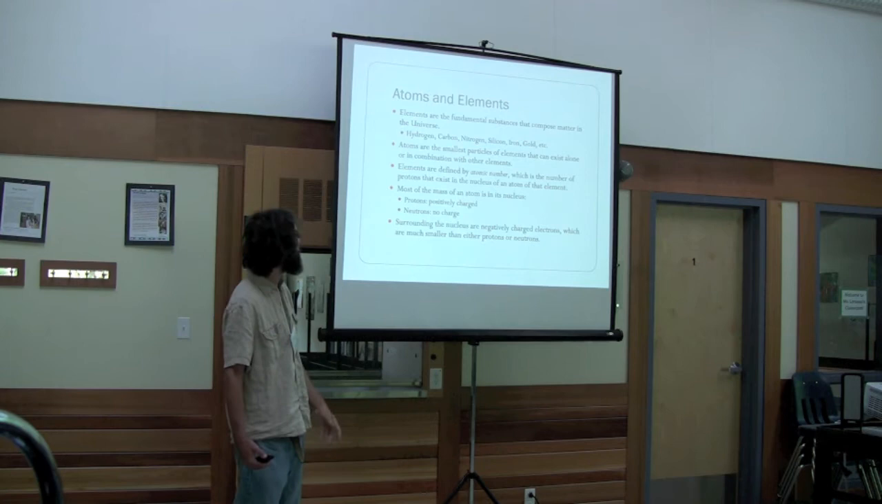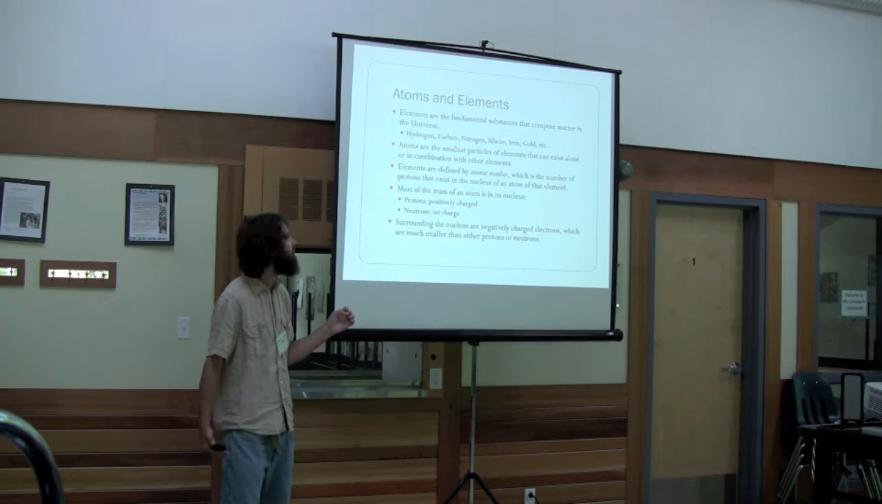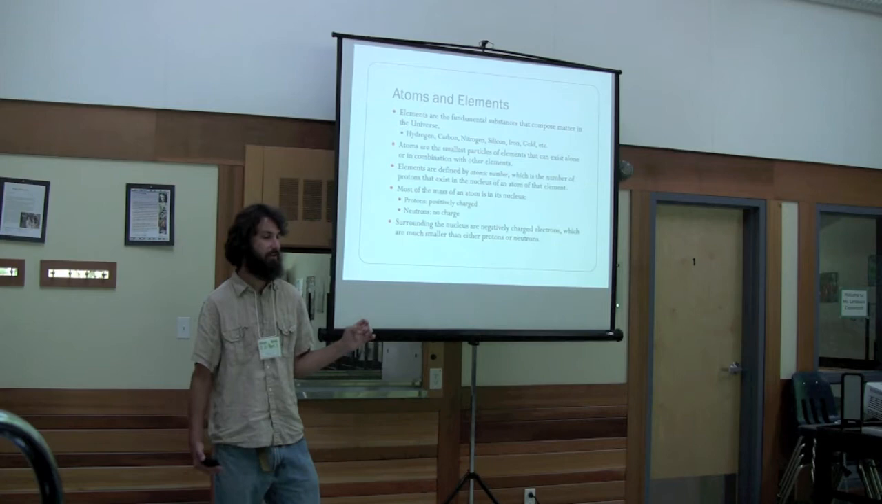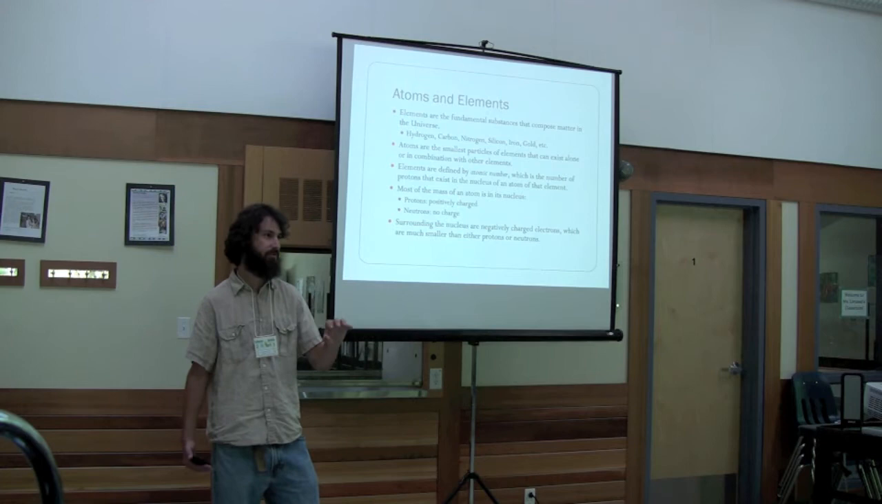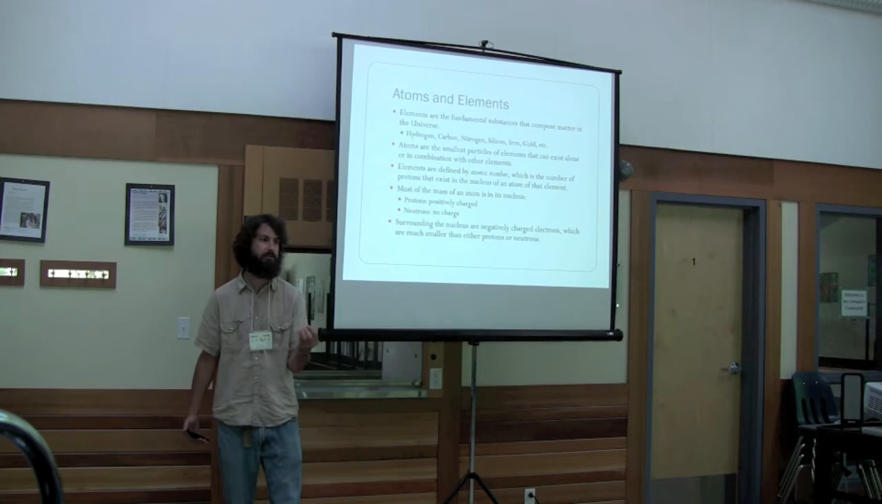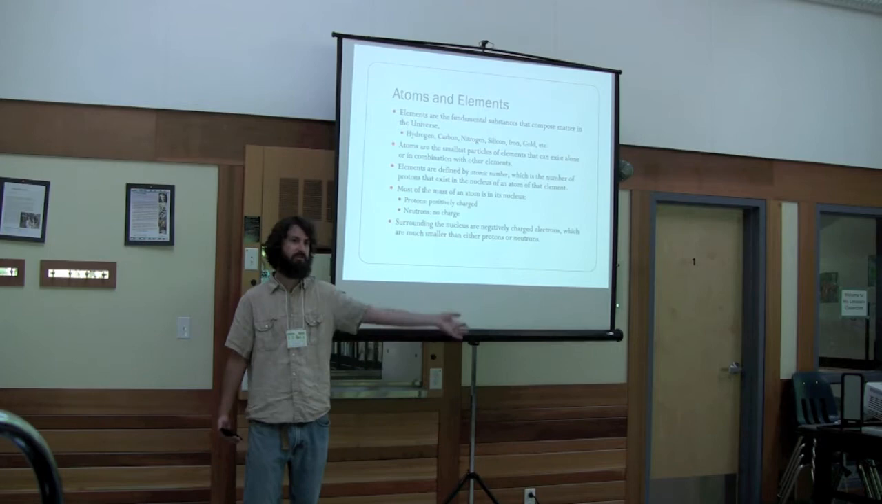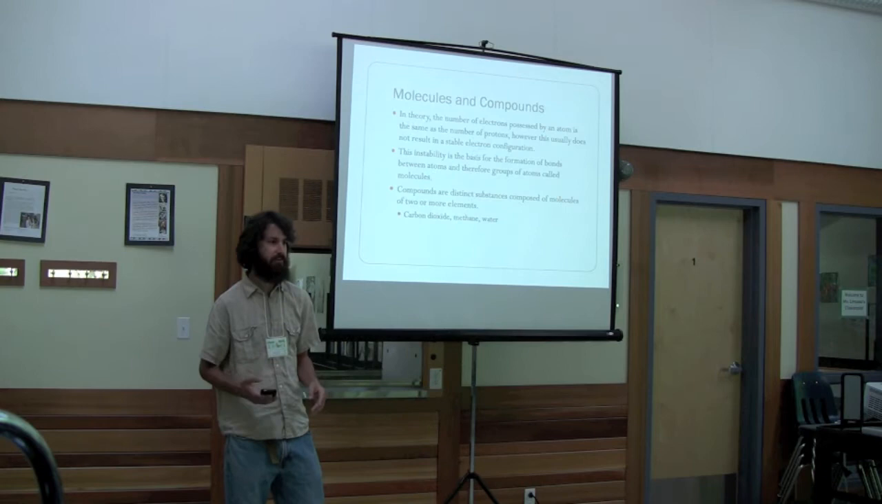So atoms are the smallest particles, and they're defined by their atomic number. The atomic number is the number of protons which exist in the nucleus of an atom of that element. Protons carry a positive charge, and in the nucleus there are also neutrons, which are about the same size, but they don't carry any charge at all. The bulk of the mass of an atom is in the nucleus, and surrounding that nucleus are electrons, which are negatively charged, and they're much, much smaller. That's the basic general chemistry.